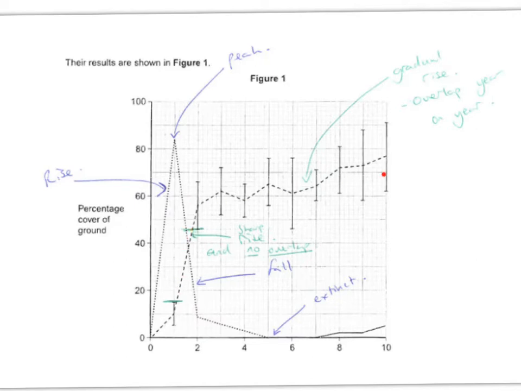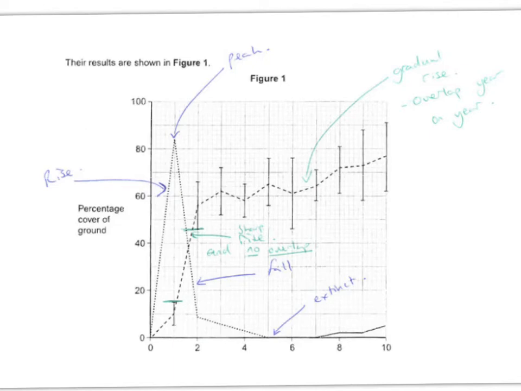Between 2 and 10 years, we do not have a significant increase at all, because the top of that bar and the bottom of that bar overlap. So that bar is higher than that bar, but you have an overlap all along this point here. The standard deviation bars overlap. So there's not a significant increase.